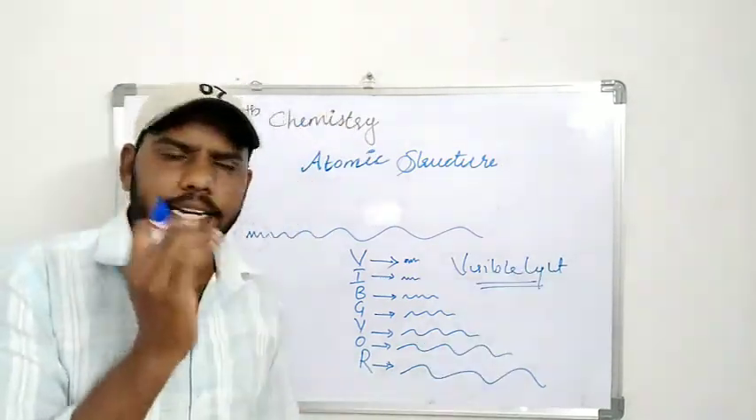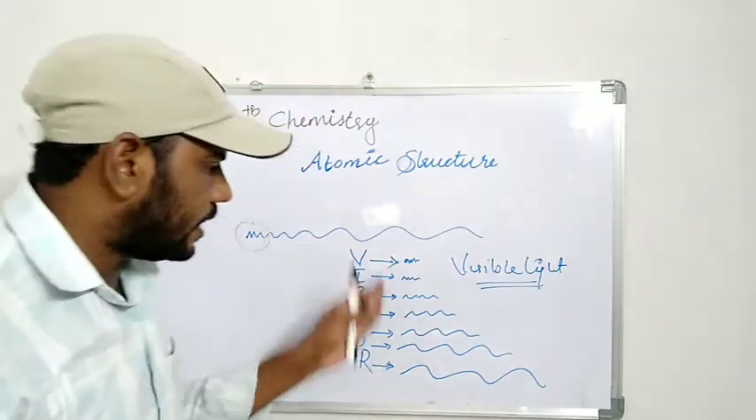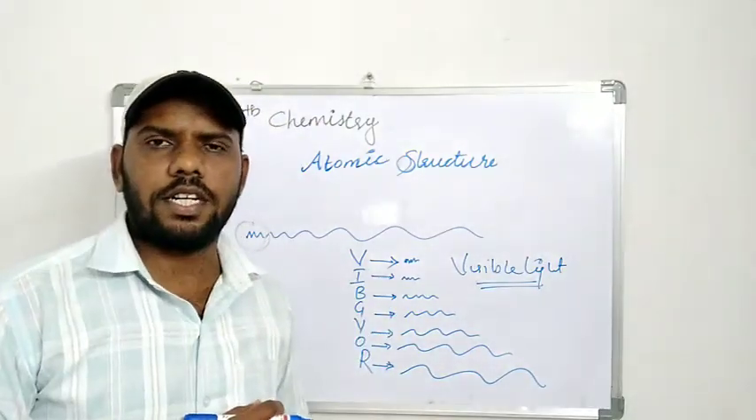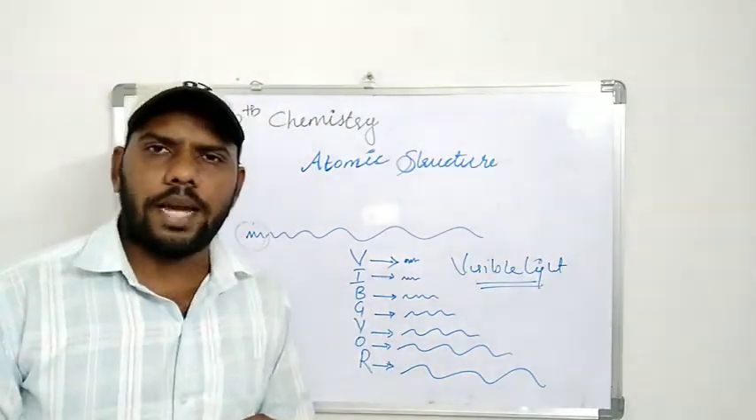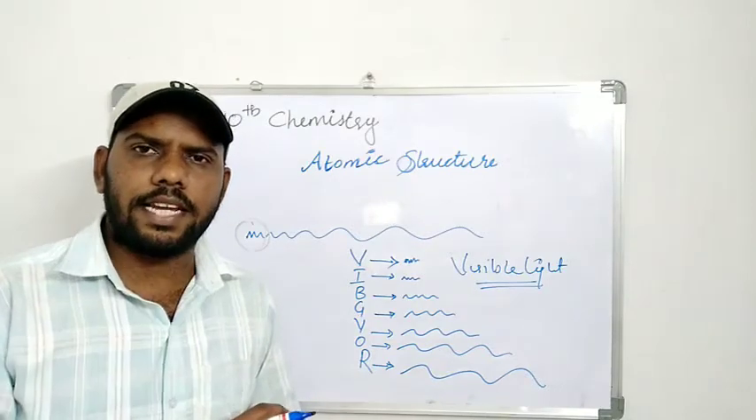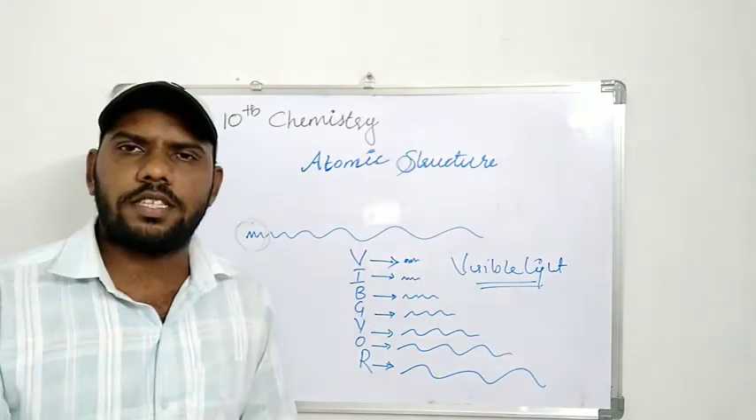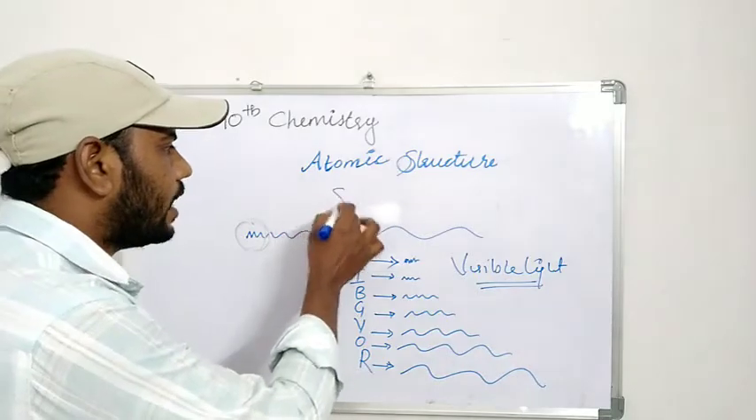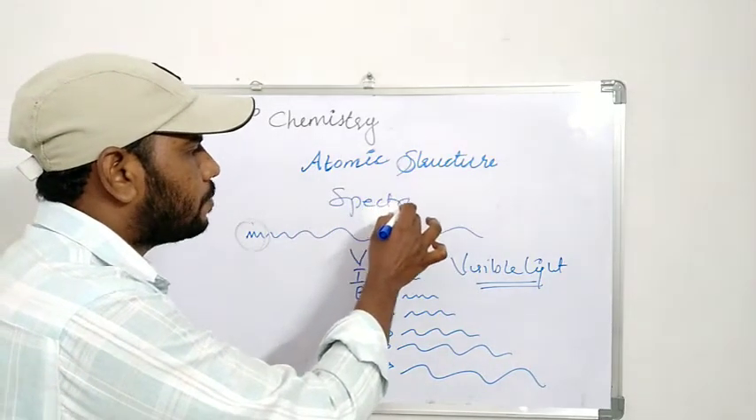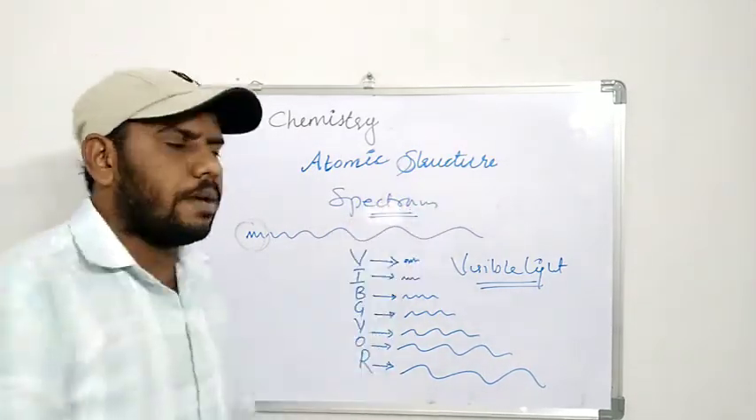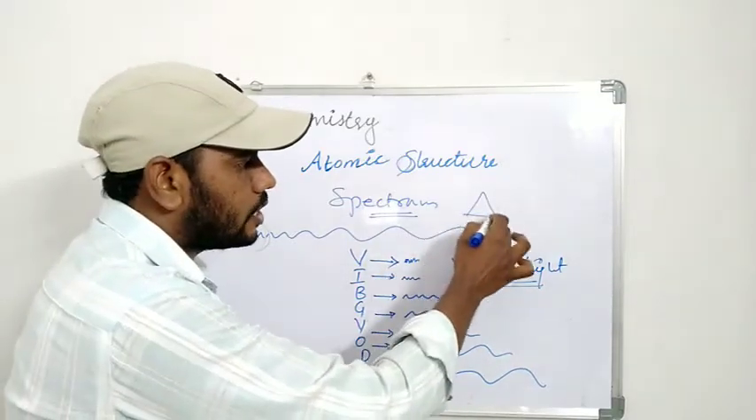Because with our naked eyes we can see the light. These colors we can see. Got it, children? So we come to understand, to study about this light or these waves, we use the term spectrum. Remember, spectrum.